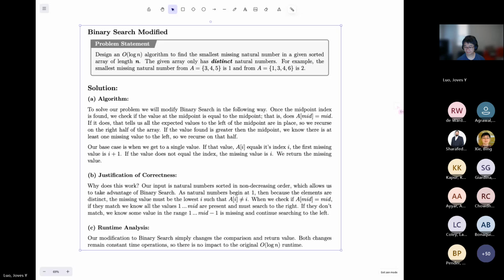Michelle? Hey, Joves. I had a quick question. So for our base case, when we get to a single value, just before that, if you have two values, which value would you consider the midpoint, the first or the second? You can assume that your binary search will do the right thing. If that's uncomfortable for you, when you have two values, check if the first value does not match the index, or if the second value doesn't match the index. Whichever one doesn't match is going to be the one that's wrong. Okay, got it.